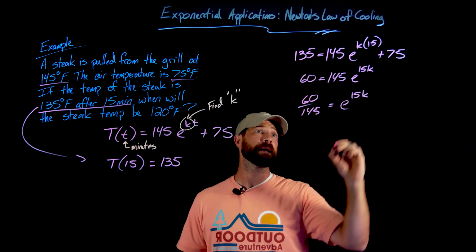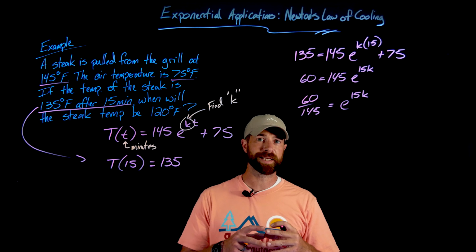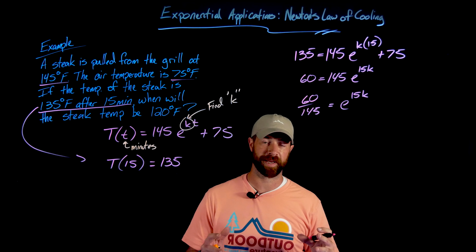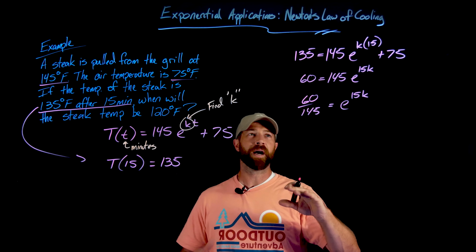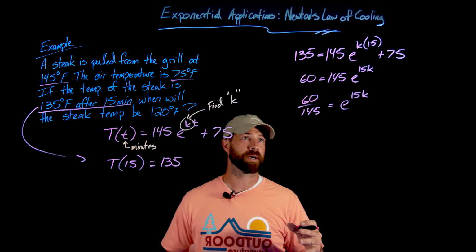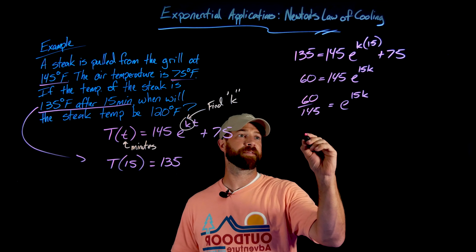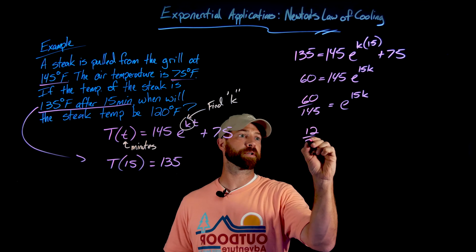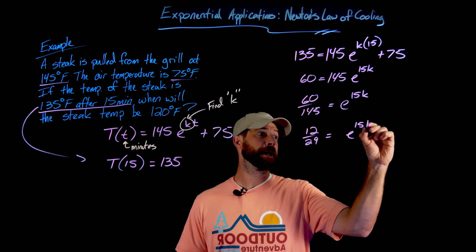I could just find the decimal approximation, but as I've said a few times, and this is really important when working with exponentials, rounding can get you really far off answers if you round early in a problem. So I'm going to avoid a decimal approximation as long as possible. I'll reduce this fraction, dividing both by 5 to get 12 over 29 equals e to the 15k.